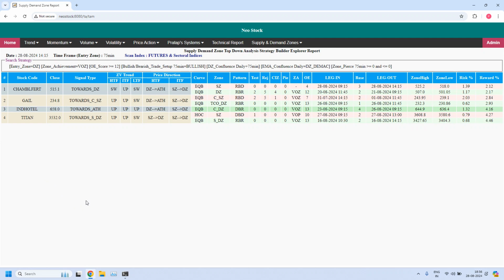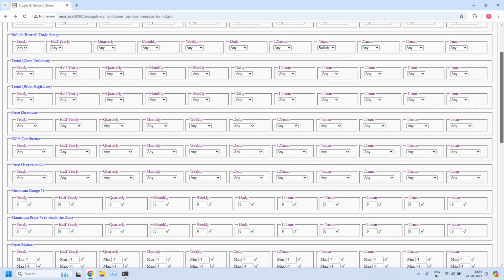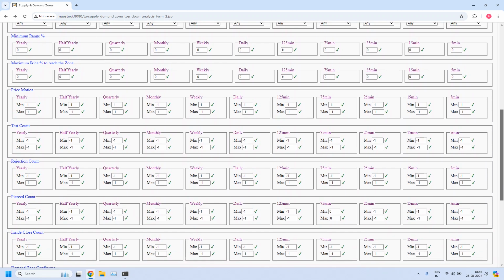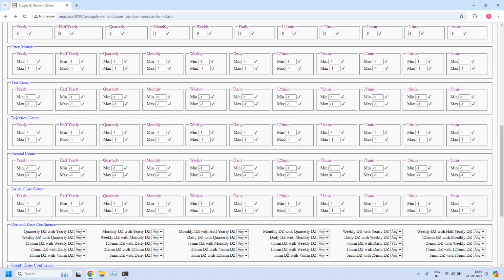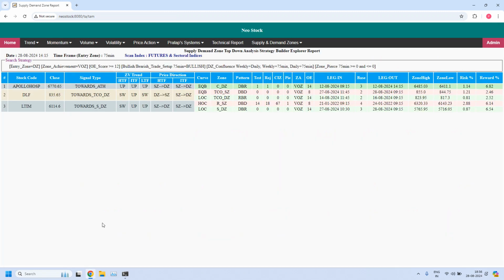Now let's look into LTF, ITF and HTF confluence for the zones. First we need to remove this EMA confluence filter. Now without EMA confluence, we are going to verify LTF, ITF and HTF demand zone confluence. That is 75 minutes, daily and weekly zone confluence. Already the 75 minutes demand zone with the daily demand zone is enabled. Now the 75 minutes demand zone with the weekly demand zone I am enabling, and also the daily demand zone with the weekly demand zone I am enabling. With all the 3 filters, LTF, ITF, HTF zone confluence, we got 3 stocks.